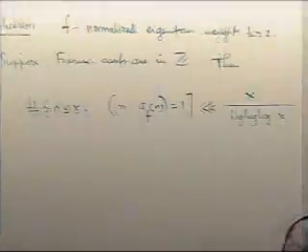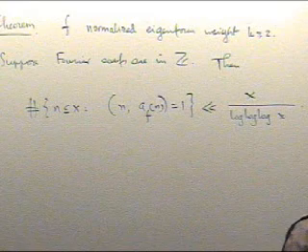Normalized means some kind of decay conditions? No, normalized just means the first Fourier coefficient is 1. Yeah.